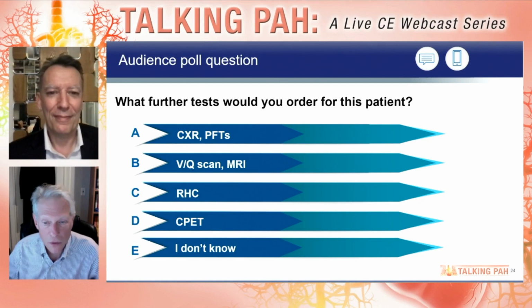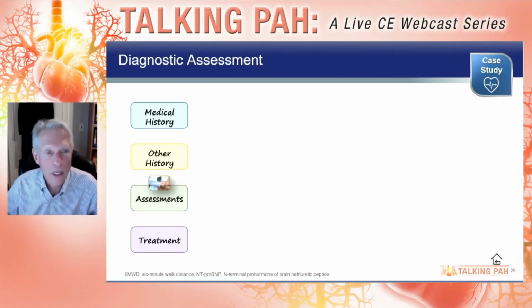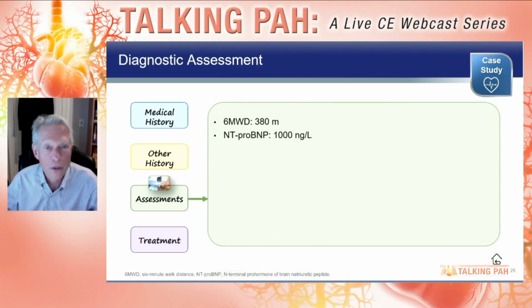As far as the results, it looks like many of you already are ahead of the game here. Most of you suggested a right heart catheterization would be the next test, and that's absolutely correct. And in fact, we can now go to our patient's right heart cath in just a moment.